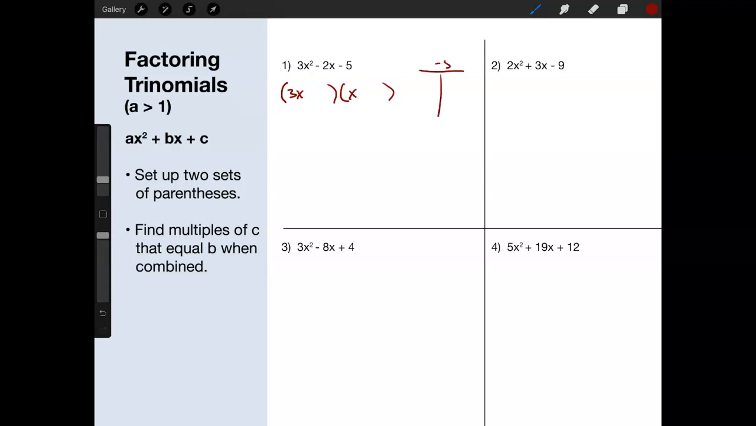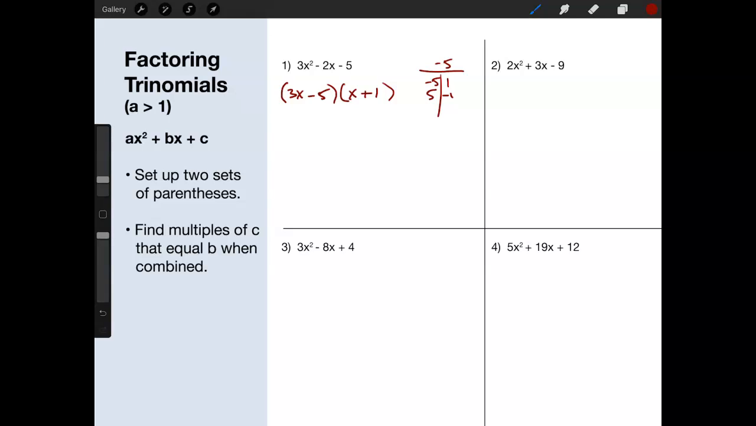So it's either going to be negative 5 and positive 1, or 5 and negative 1. We need to figure out which combination is going to work for us. If I put 3x minus 1 and x minus 5, that will not give us negative 2. If I do 3x minus 5 and x plus 1, when I FOIL or do the outside and inside, we do 3x times 1 is 3x. Negative 5 times x is negative 5x. When we combine those two, we come up with what we needed, negative 2x.